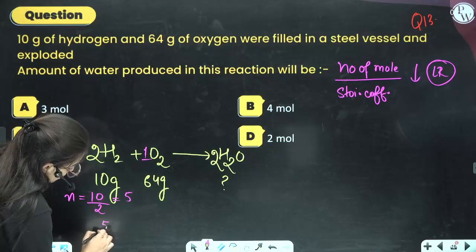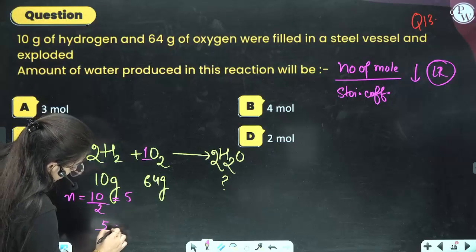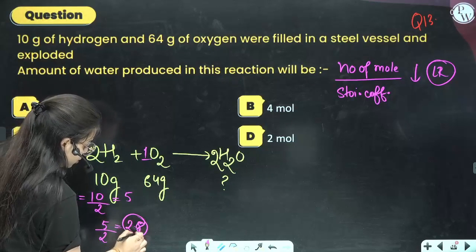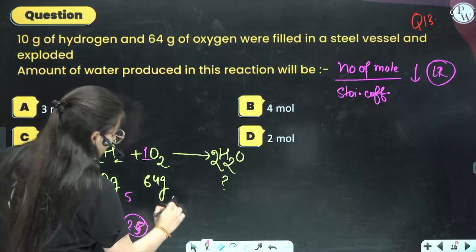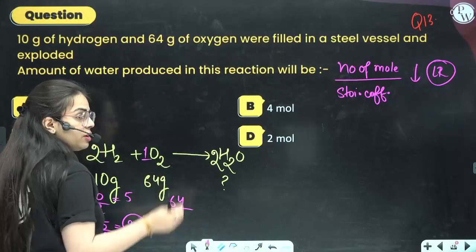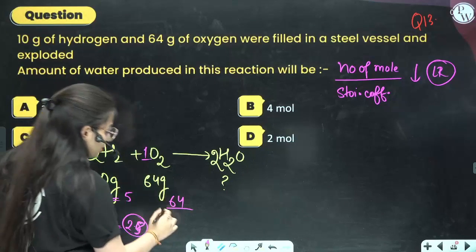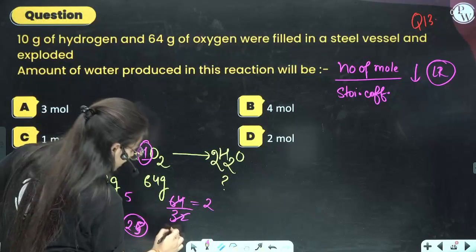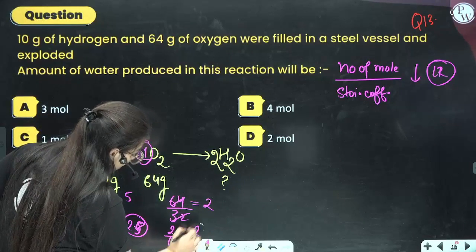So number of moles by stoichiometric coefficient is 2, so it comes out to be 2.5. The value is 2.5, not 8. Now over here, given mass is 64 by molecular mass. For oxygen it is 16, for O2 it will be 32. So this comes out to be 2. 2 divided by stoichiometric coefficient 1, so here its value comes out to be 2.